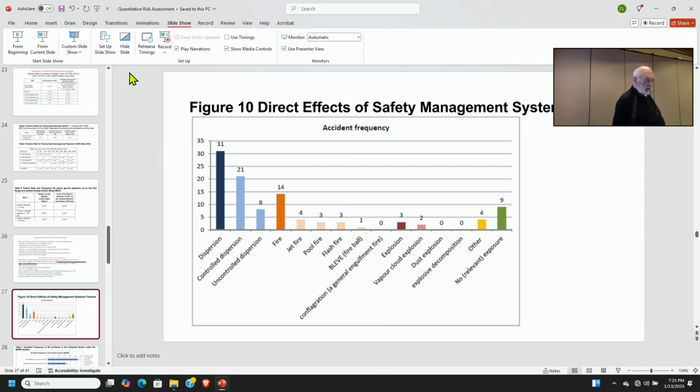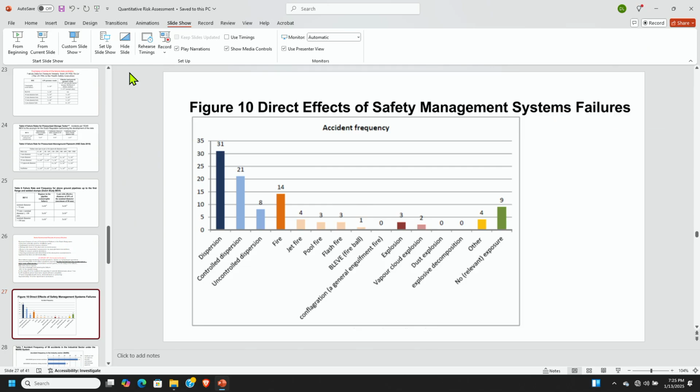All right, the effective safety management failures. The various categories across the bottom: dispersion, uncontrolled dispersion, controlled dispersion, fire, jet fire, pool fire, explosion, vapor cloud, direct dust explosion, explosive decompression, other, and there are some that were not reviewed. And I'm just, like I said, highlighting a few of these. The studies are available.